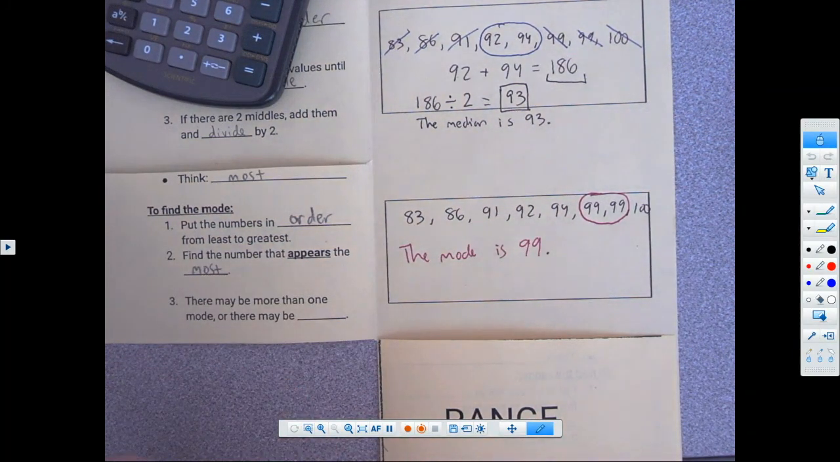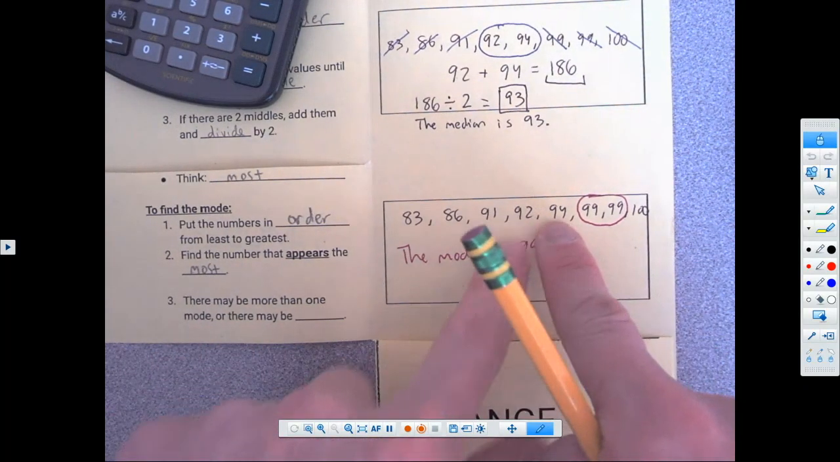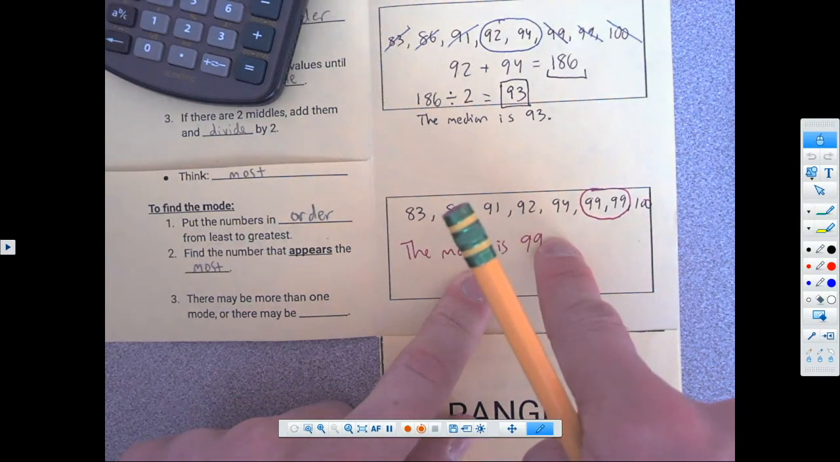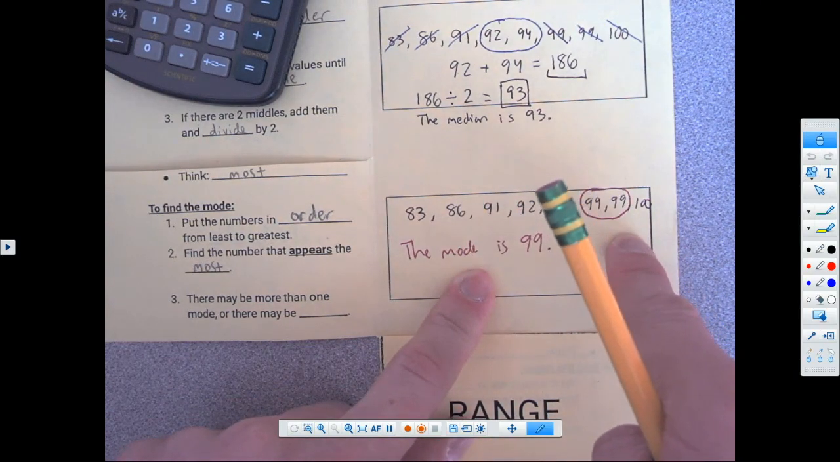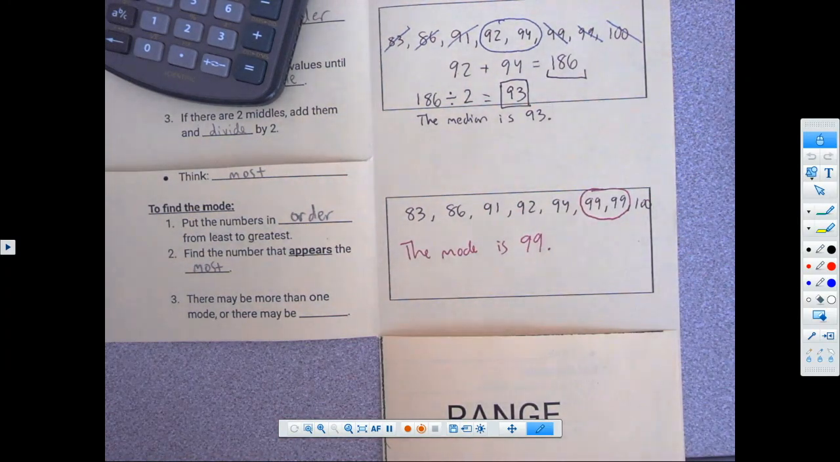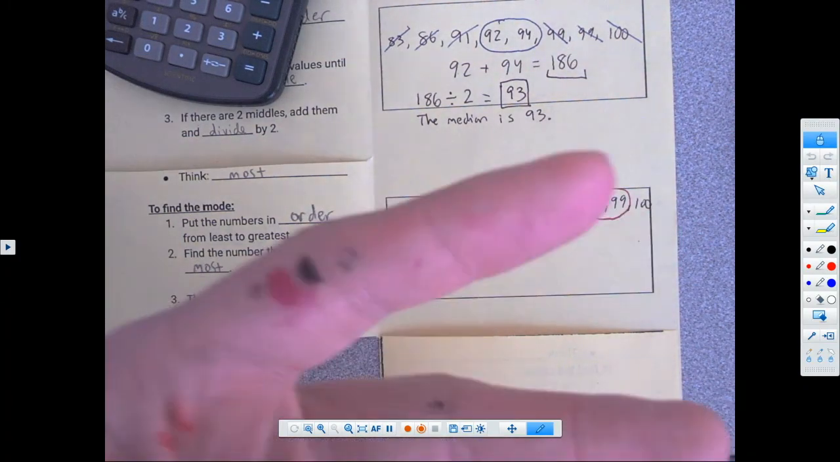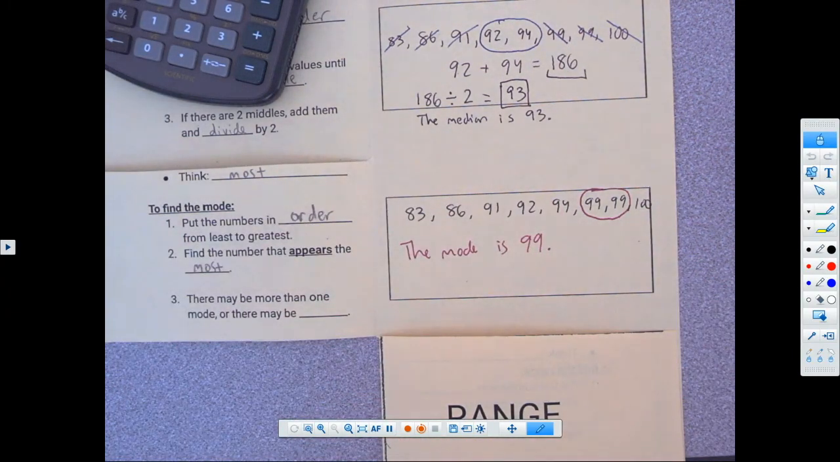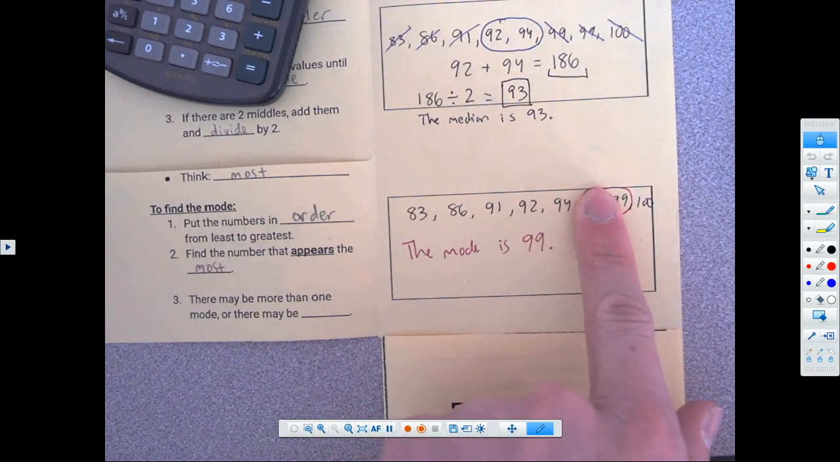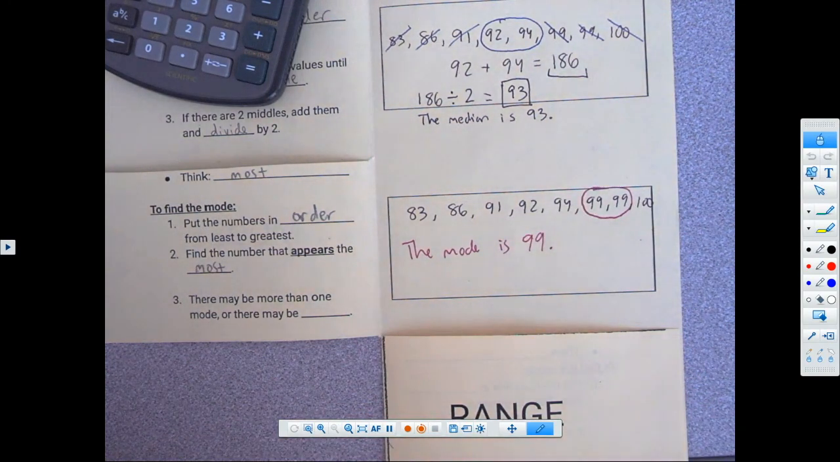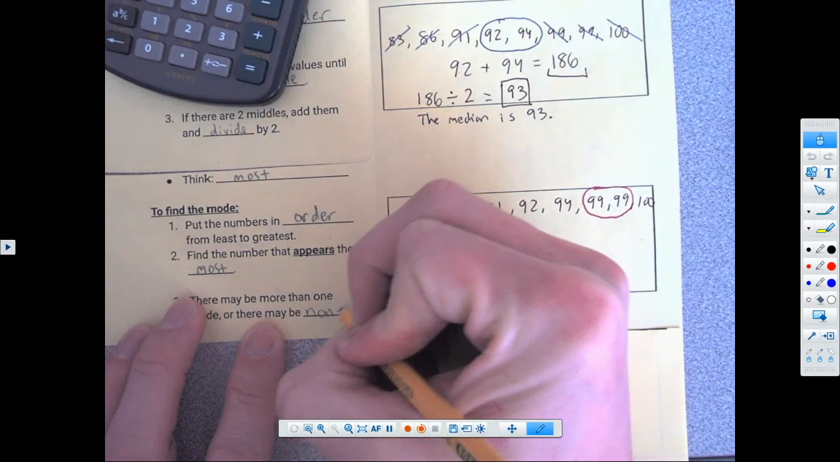Now, however, there could be more than one mode. Right? What if I had thrown in another 94? So there were two 94s and two 99s, but nothing had 3, nothing had 4. Those would be the two modes. It's totally possible. And if I took out one of those 99s, it's also possible that there may be none.